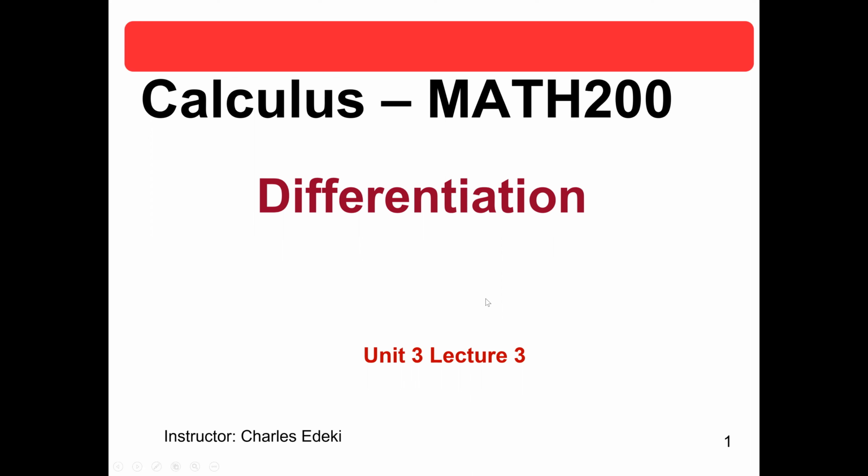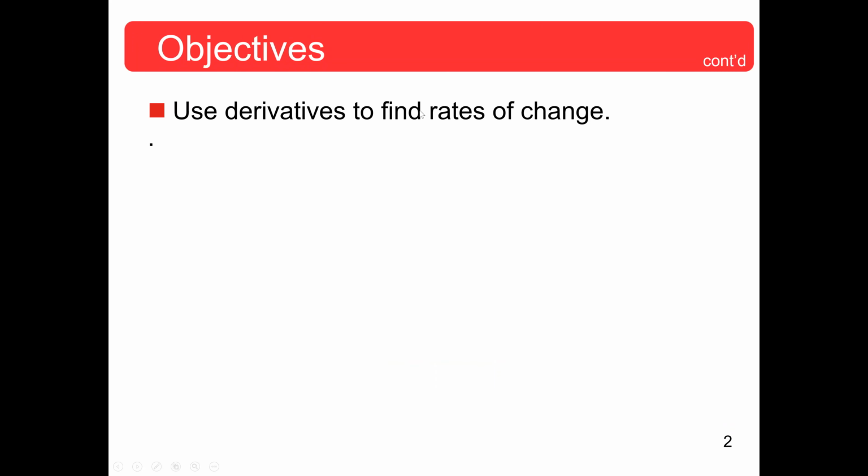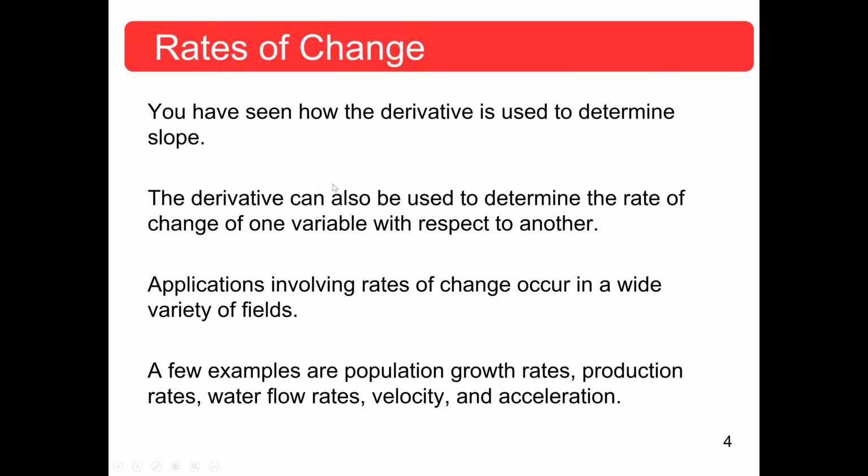In this lecture, we are going to use the derivative to find the rate of change. We have seen how the derivative is used to determine slope. Also, the derivative can be used to determine the rate of change of one variable with respect to another. Applications involving the rate of change occur in different fields, for example population growth rate, production growth rate, water flow rate, velocity, and also acceleration.